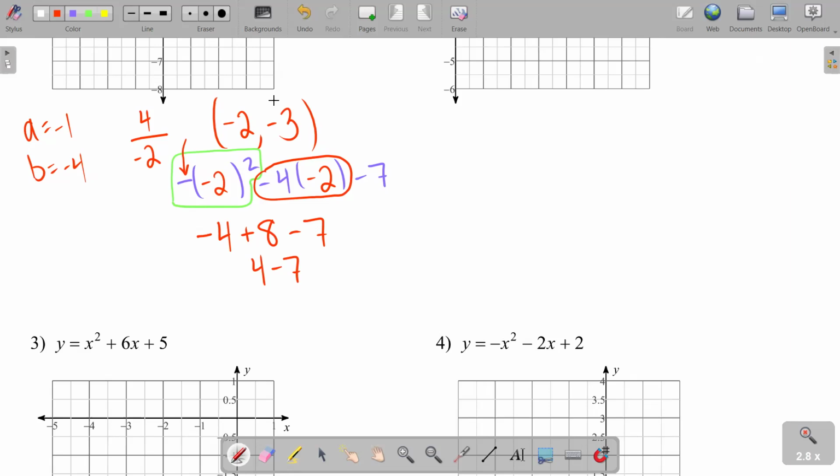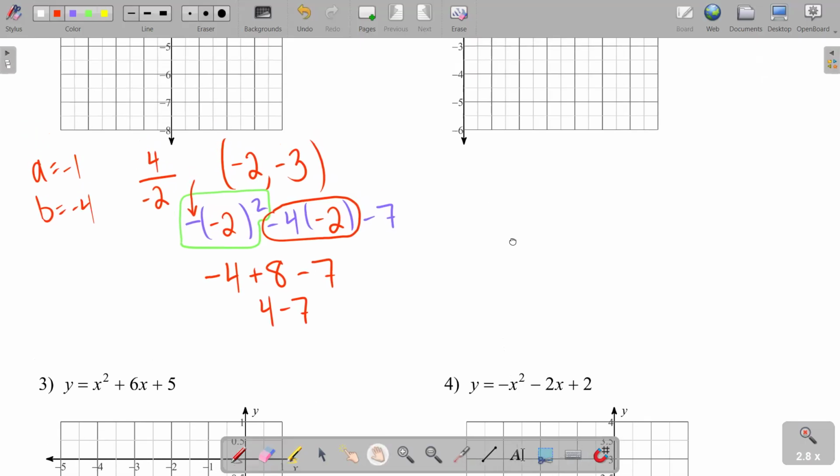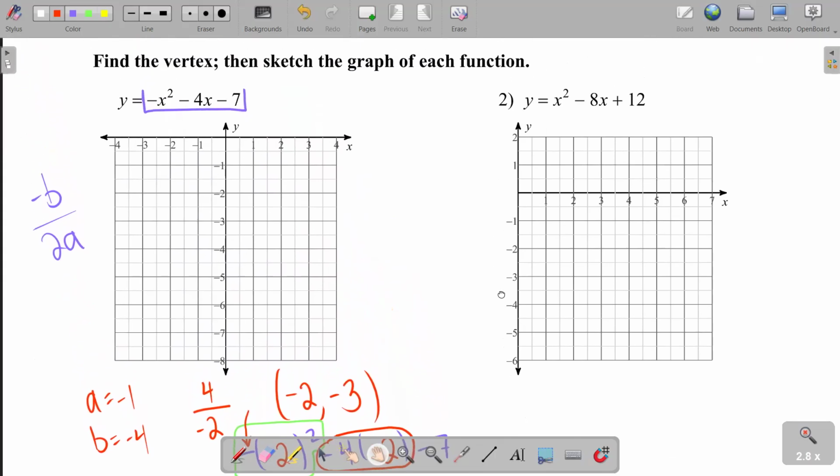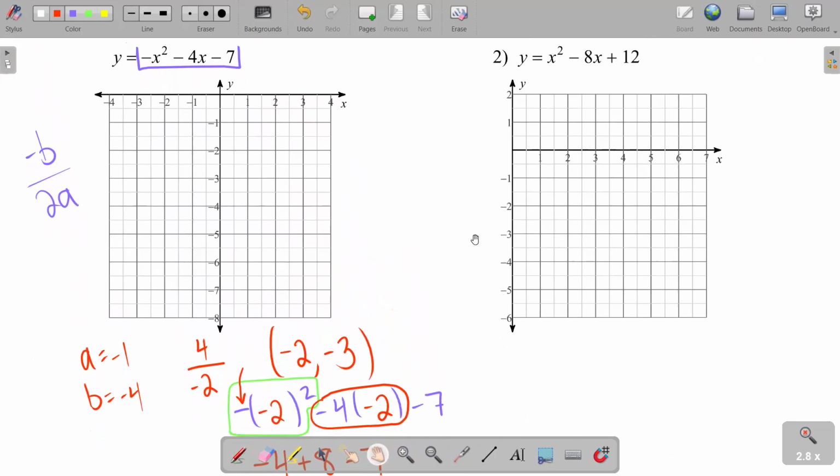Okay. So that means now that I can go to that point. So I'm actually going to go to the point -2, -3. And on my graph, how do I get to -2, -3? Down 3. Left 2, down 3. Right.